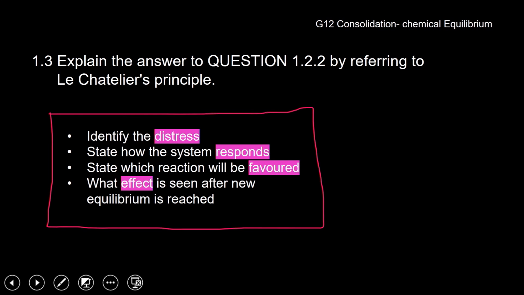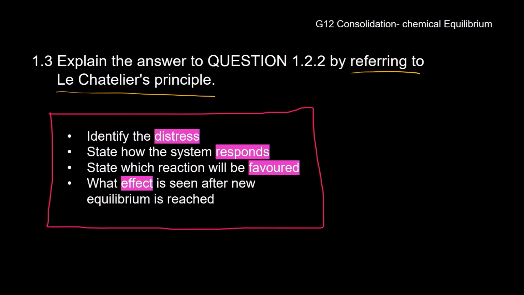Now, the next question is: explain what we have just done. Explain your answer, which is the increase in iodine molecules. Explain it and refer in your explanation to Le Chatelier's principle. In our Big Ideas lesson, we spoke about this. How do we answer in terms of Le Chatelier?